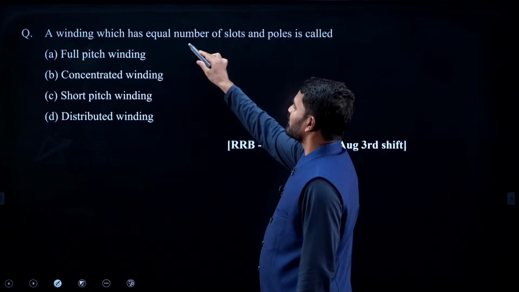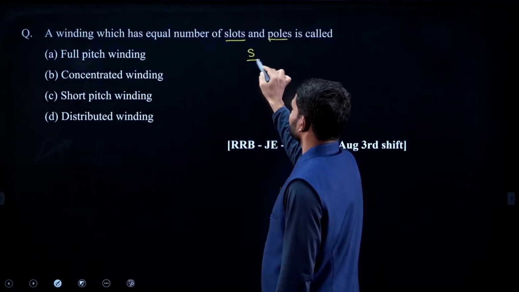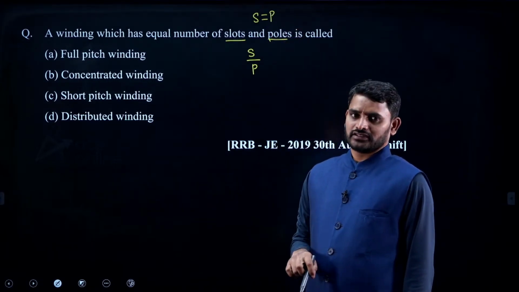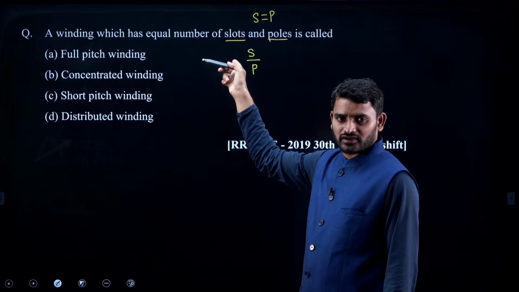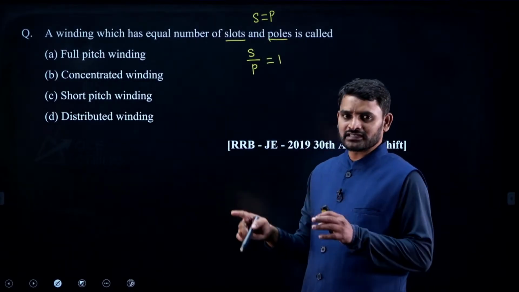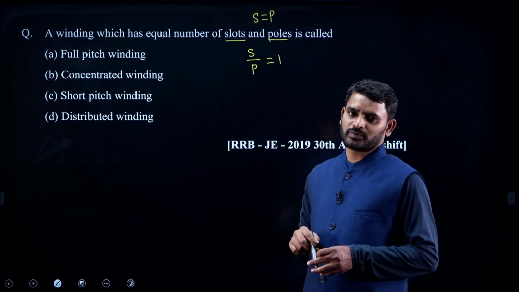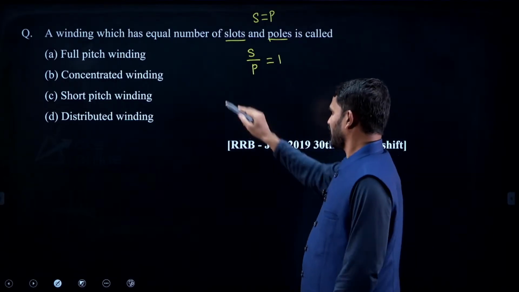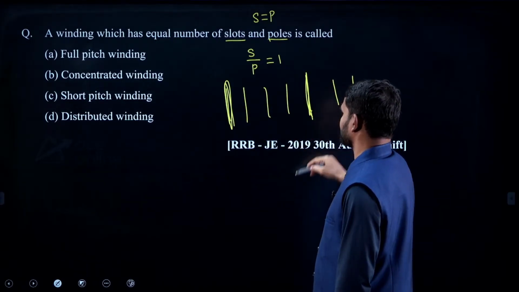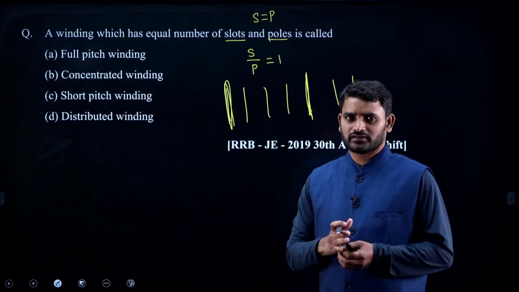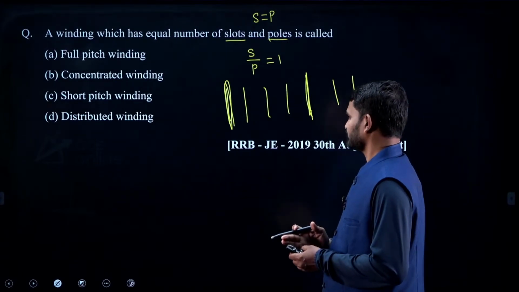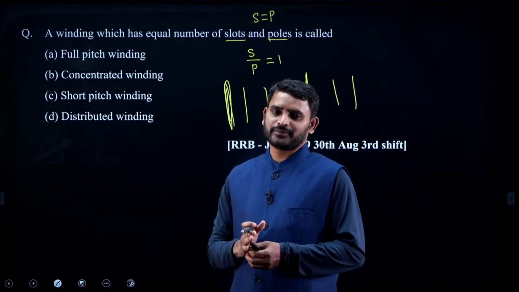A winding which has an equal number of slots and poles. He is saying that slots equal poles. Generally, how do you calculate pole pitch? Pole pitch is the ratio of slots per pole. He is saying that they are equal, which means 1. You are placing the winding in one slot only. If you have many slots like this, you are placing the winding here itself, and the rest of the slots in the pole pitch are going to be empty, it looks like empty.